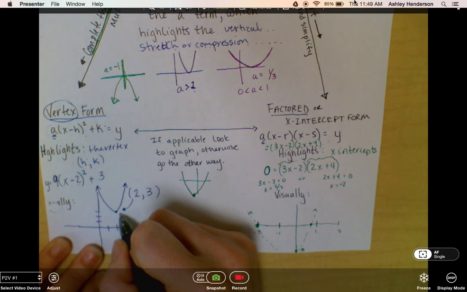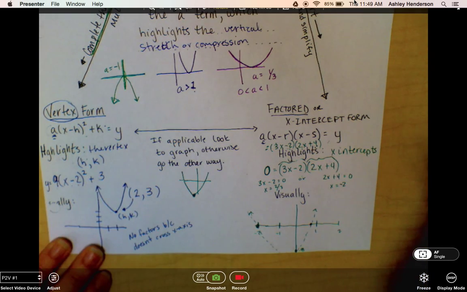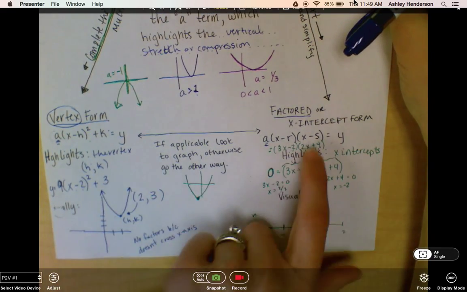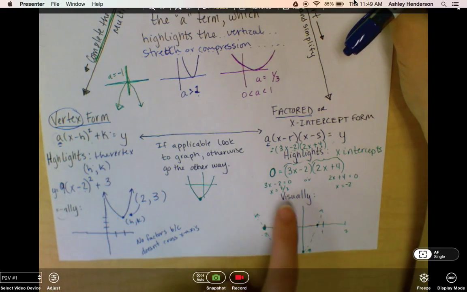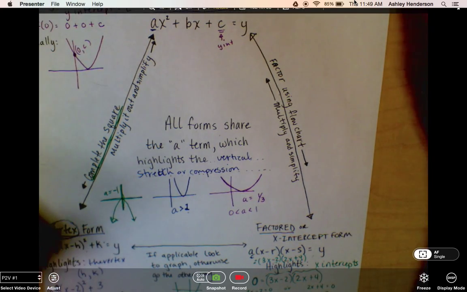So this is always going to be the point h, k from our vertex form. So if ever you're wondering which way to go to find the vertex, find factored form, or find standard, you can always come back and reference this little cheat sheet.